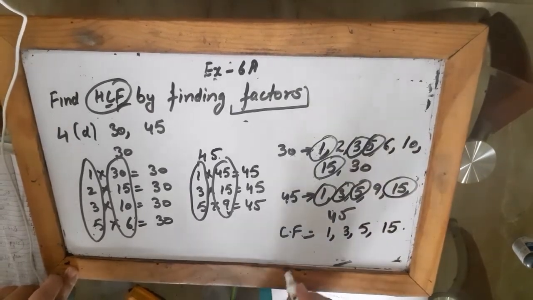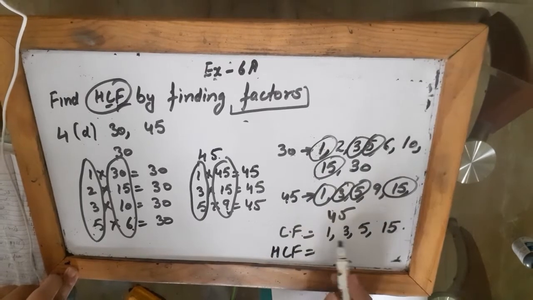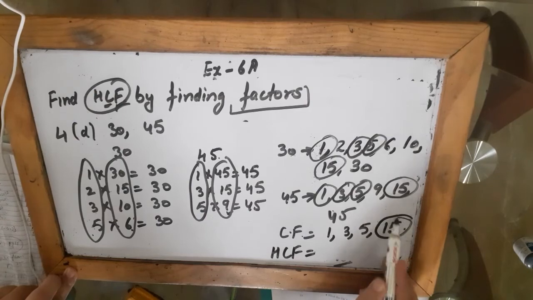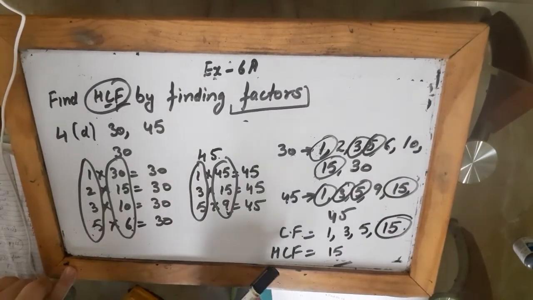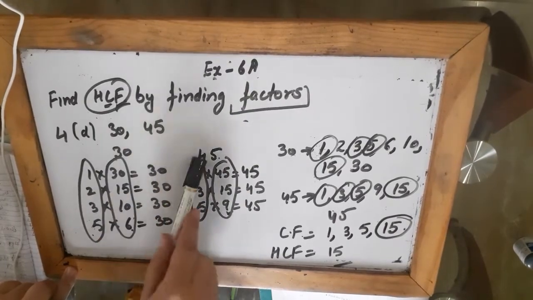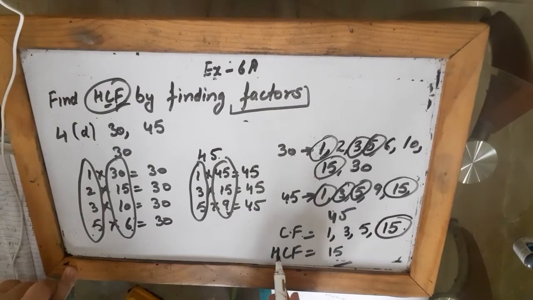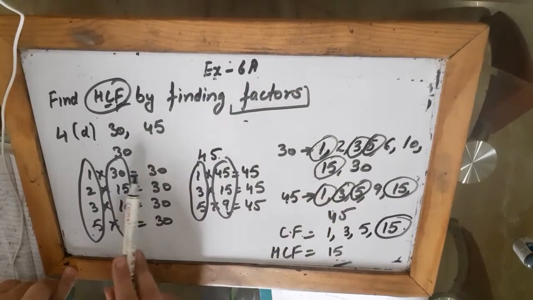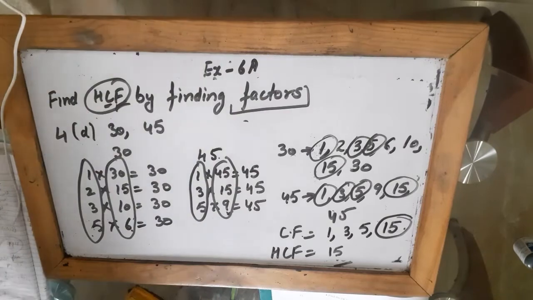So these are the common factors, and among these common factors, which is the highest common factor? 15 is the highest common factor. So it means 15 is the greatest number which is common to both of them, and which is a divisor of both of them. So highest common factor, or we can say greatest common divisor. So 15 is the greatest common divisor of 30 and 45.